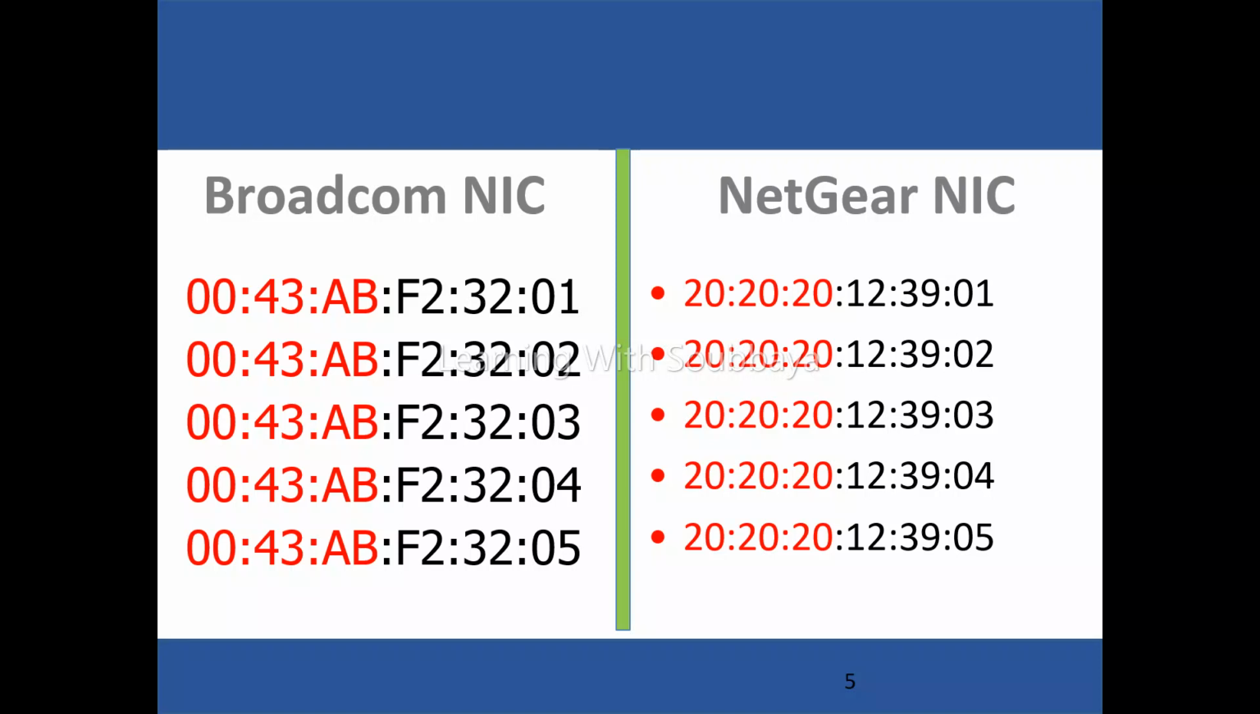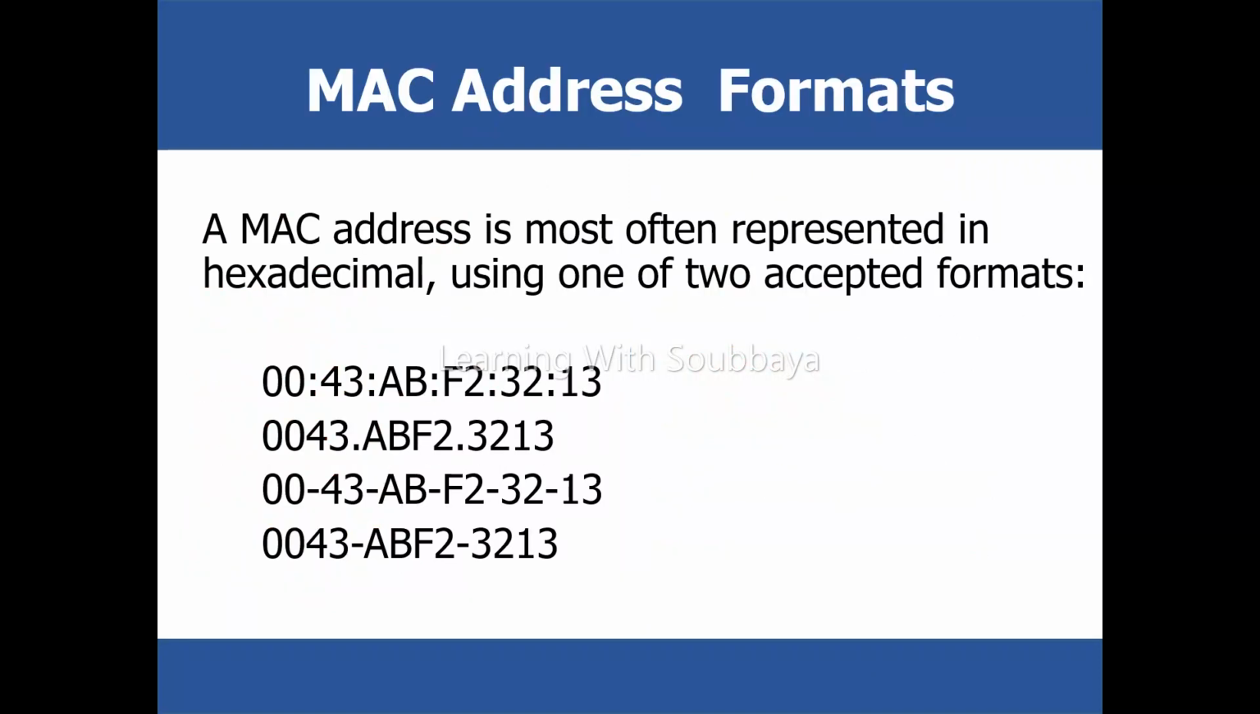Here you can see Broadcom. They are manufacturing network interface card. This OUI number is same. You can see 0043AB is same for all the values. But next value you can see 01, 02, 03, 04, 05. Okay, similarly Netgear network interface card. You can see 20 that is same, right? Next you can see 01, 02, 03. That is called as what? Okay, see, vendor assigned number. The complete number is called as what? MAC address.